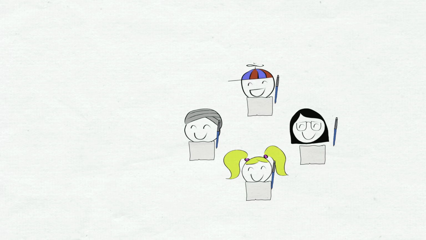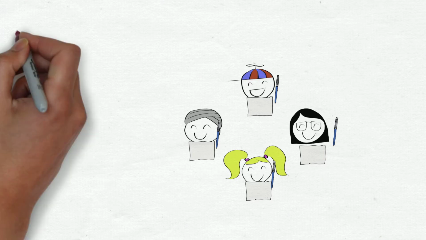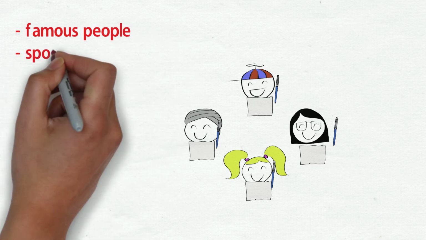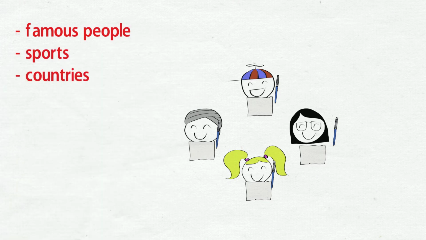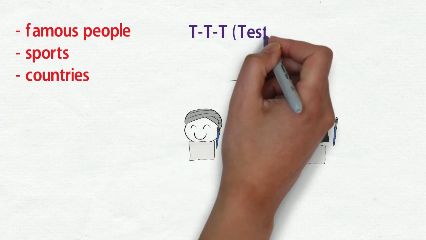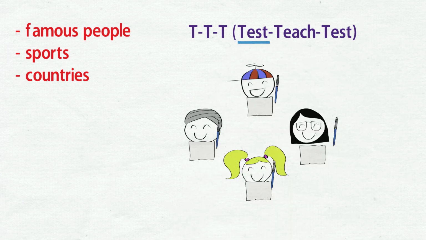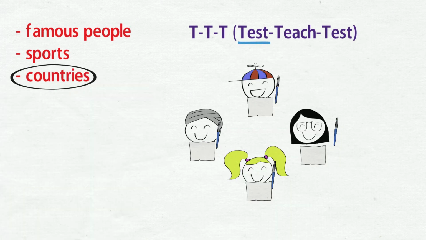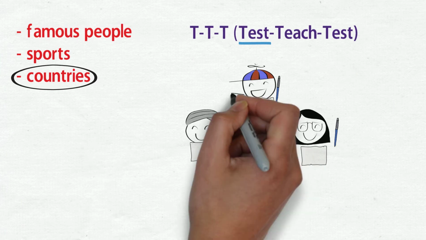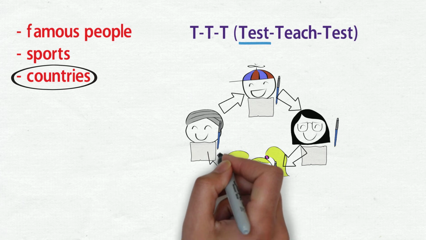Now it's really up to the teacher to pick a topic. It can be anything from famous people or sports, countries. It really depends on the topic you did earlier on with your students, or if you want to use this activity as the first part of the TTT technique. Then they have to write the name of a country, let's say, on the piece of paper and not allow anyone to see it, and hand it to the person on their left.